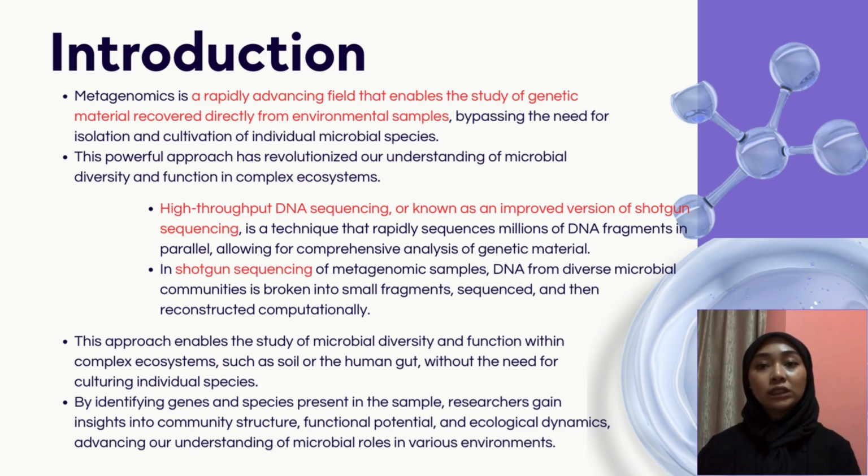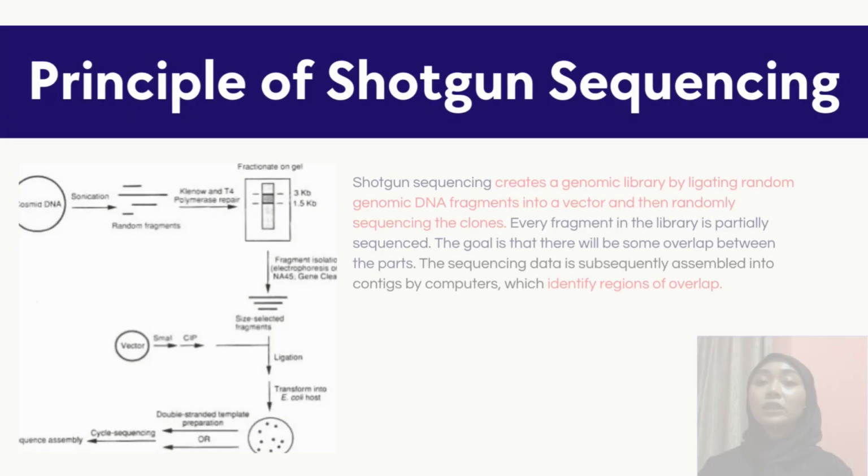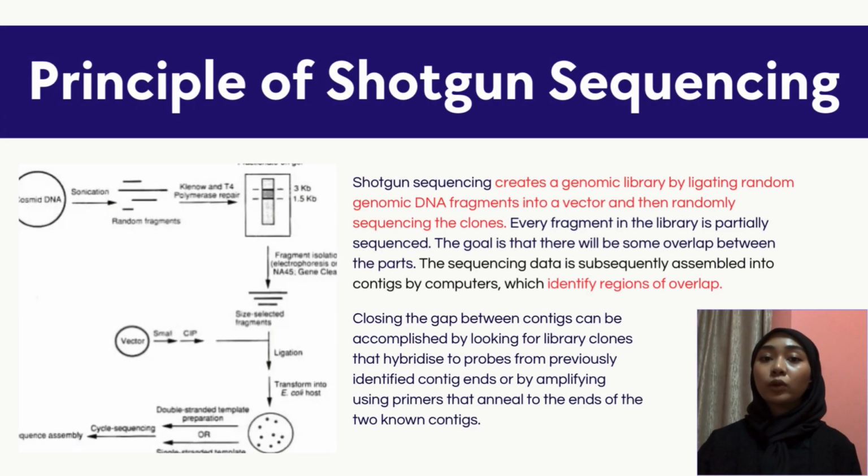By identifying genes and species present in the sample, researchers gain insight into community structure, functional potential, and ecological dynamics, advancing our understanding of microbial roles in various environments. In this research, we'll be using the shotgun sequencing.